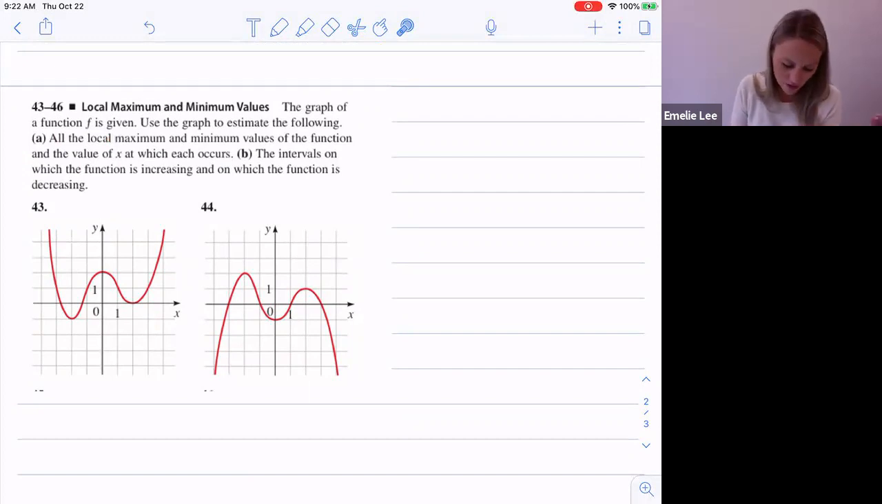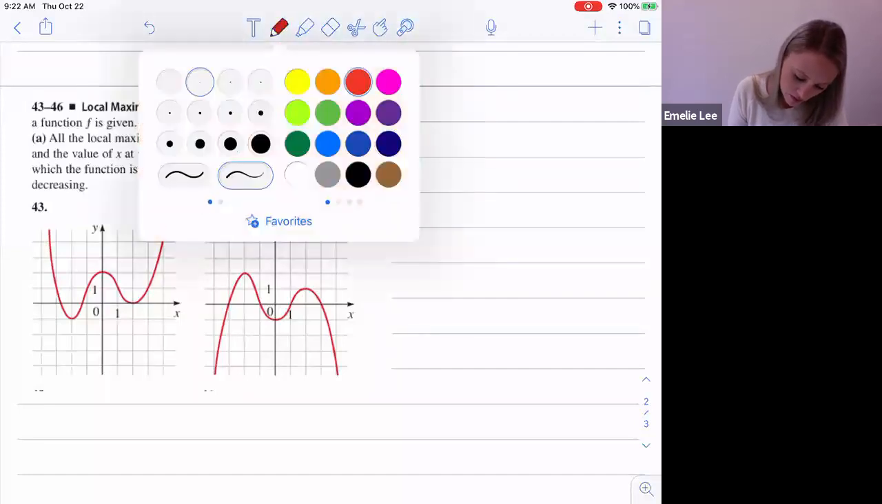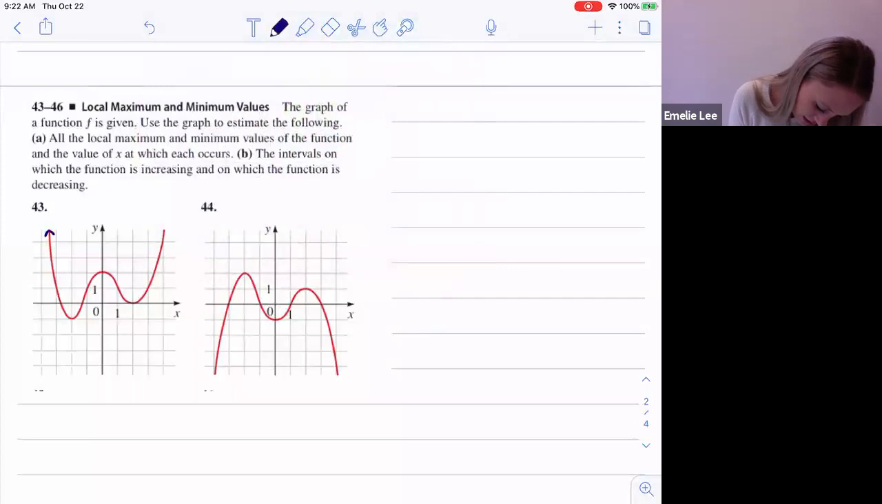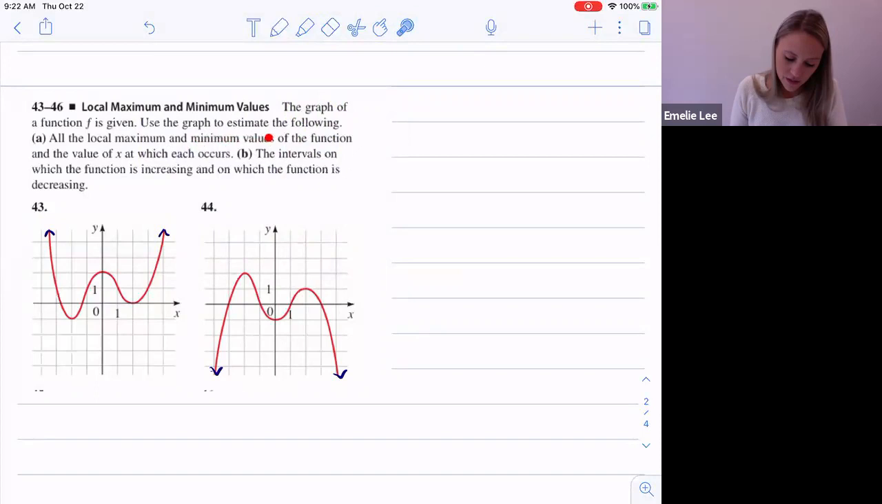It's safe to assume that these things keep going, right? So typically we don't put the arrows on there because we just always assume that we've zoomed in on the graph of interest. But just so you keep track, right? These things keep going and going. So use the graph to estimate the following: all the local maximum and minimum values of the function and the value of x at which each occurs.